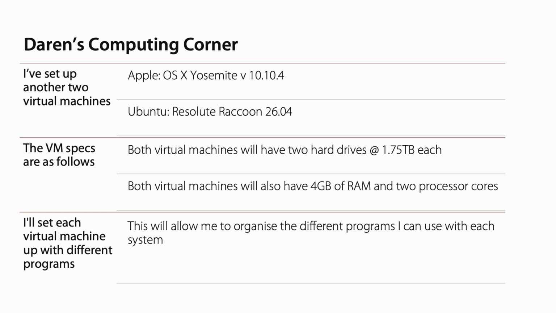And that will allow me to then organise the different programs which I'm going to do for each one, and then see what I can use with each of the systems. Now, because I've got Resolute Raccoon, I should be able to run just about anything new. But with Yosemite, well, that's a different kettle of fish. But I'll keep you updated along the way as well, and let's keep tabs on what's going on.